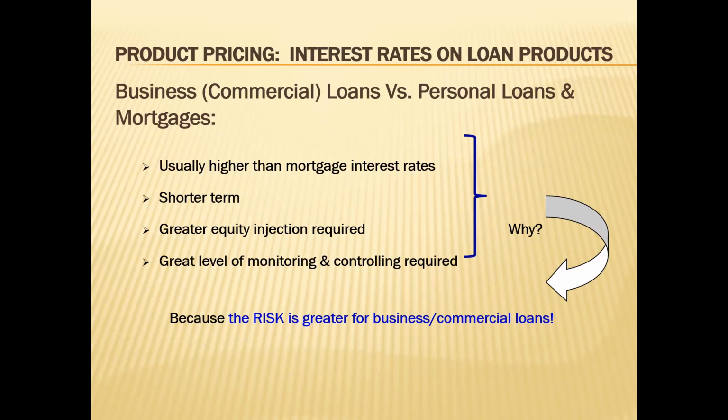So we have personal loans. Well, let me start with mortgages. Because of the amount of scrutiny and assessment being done on them, and because of the underlying collateral security, they tend to be less risky. So their interest rate tends to be the lowest among the interest rates of all the different products. Personal loans tend to be higher than mortgages, again, because they're more risky.